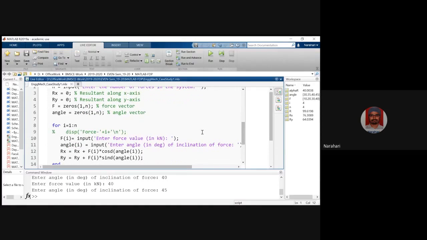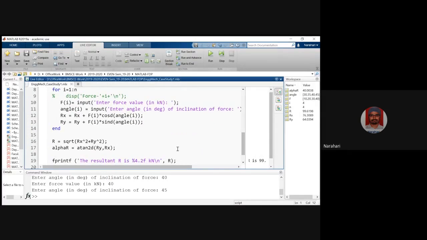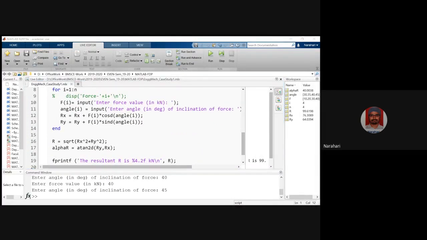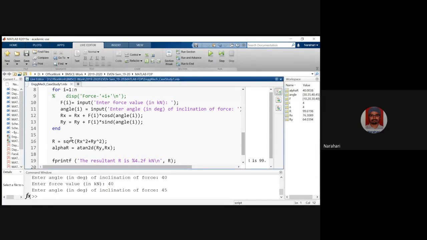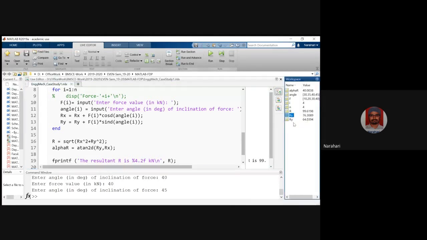So now I think it was Professor Ajay who was asking whether Rx and Ry will become vectors. You can see here, I can show you this command in the workspace window. You can see Rx and Ry are just simple scalar values, right?